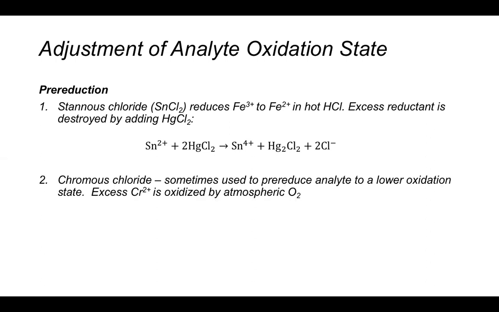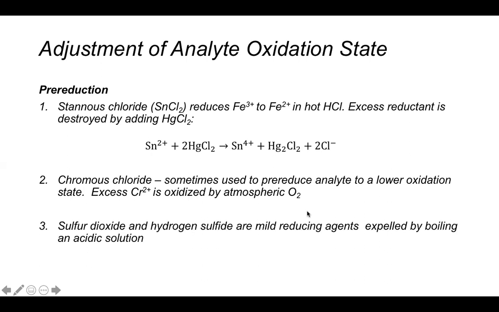Chromous chloride is sometimes used to pre-reduce the analyte to a lower oxidation state, where excess chromium 2+ is oxidized by atmospheric O2. Sulfur dioxide and hydrogen sulfide are mild reducing agents expelled by boiling in an acidic solution. Be careful though, because sulfur dioxide smells pretty bad. So if you're boiling this, make sure you do it in a fume hood.